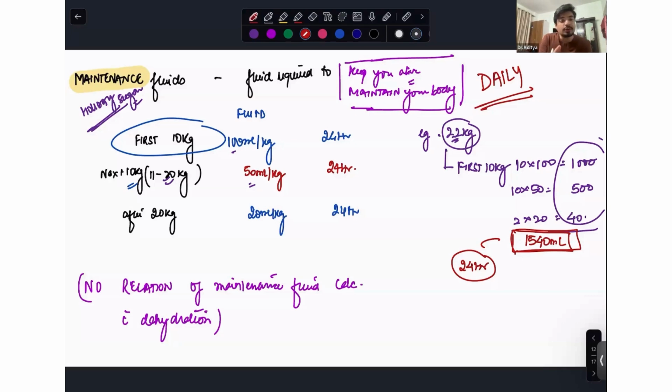Right? So how much fluid is required? What is the time point for this? It's 24 hours. It's daily maintenance fluid. It is daily. You need to give over the entire day. This is the fluid that you will require on a daily basis.